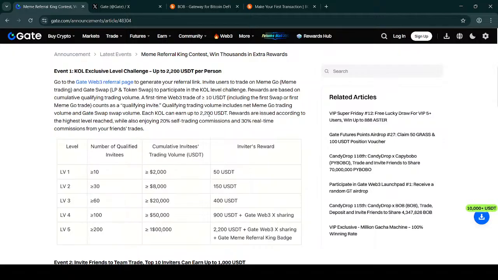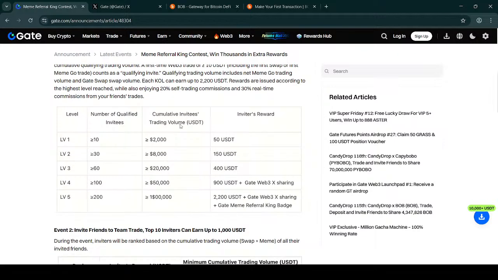Each user can earn up to 2200 USDT in rewards. At the highest level, you will also receive 20% self-trading commission and 30% real-time commission from your friends' trades, guys. So this is the level.